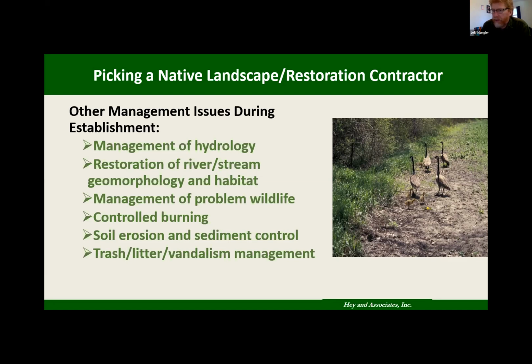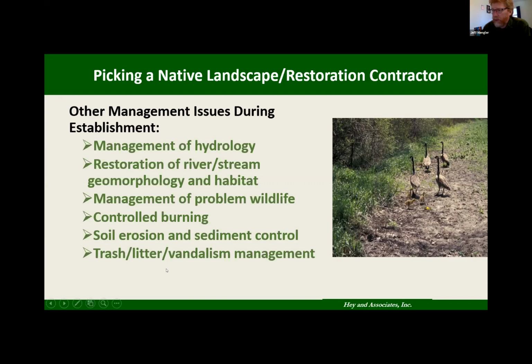A lot of these areas are affiliated or associated with a river or stream, and so sometimes there you need to pay attention to the flooding, the geomorphology of the stream, and how that's going to affect your native landscape restoration areas. Wildlife control we talked a little bit about earlier, and I guess neither Bill nor I are going to get into that in detail, but geese are the most common culprit, and there's ways of controlling that so that they don't come in and remove all the plants you just put in, and make sure that your contractor includes consideration of that and that they know how to do it correctly.